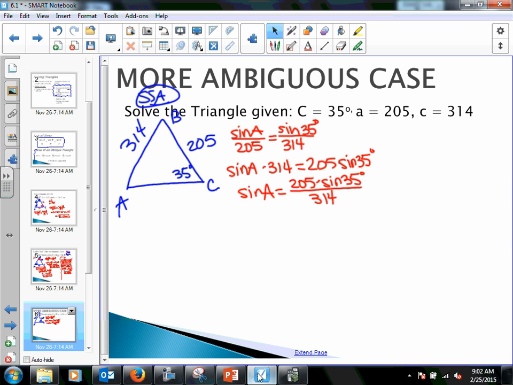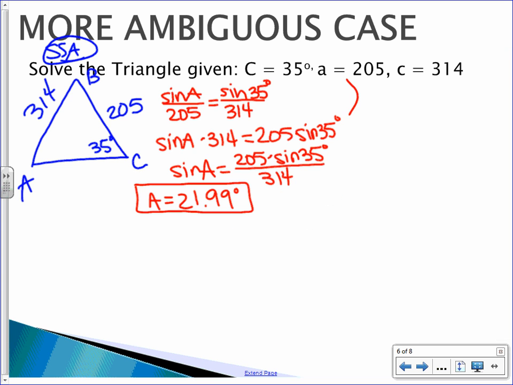So, back to our notes. What was that angle? 21.99. Okay, so let's talk about our potential second triangle. The reason why I want you to do this now is so you don't forget which angle to use to find our second triangle. We found our first triangle, or our first angle. In our second triangle, what would angle A be? How do you find it? 180 minus what you found in the first one.